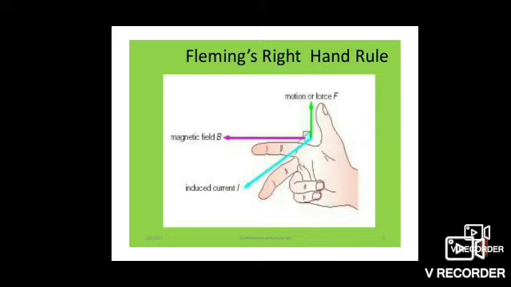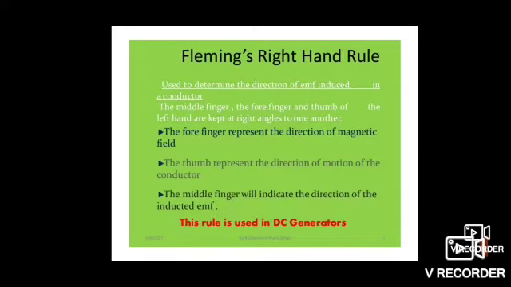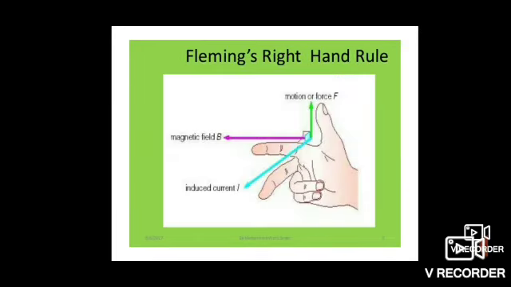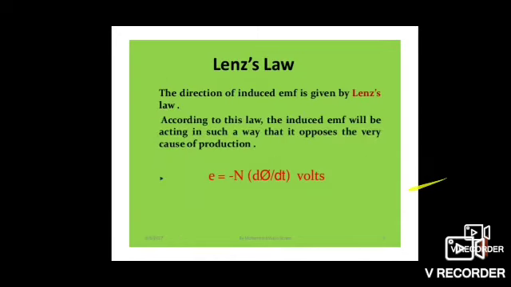In the right hand, keep the thumb, forefinger and middle finger at right angles to each other. The magnetic field is denoted by the forefinger, the middle finger denotes the induced current, that is induced EMF, and the thumb represents the motion of force. It is used to determine the direction of EMF induced in the conductor. This rule is used in DC generators. Fleming's left hand rule is used in motors and Fleming's right hand rule is used in generators.